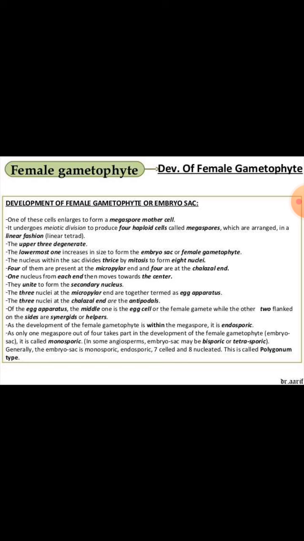As the development of the female gamete occurs within the megaspore, it is endosporic. As only one megaspore takes part in forming the female gametophyte, the embryo sac is called monosporic, and in some angiosperms the embryo sac is bisporic or tetrasporic. Generally, the embryo sac is monosporic and endosporic, 7-celled and 8-nucleated. This is called the Polygonum type.